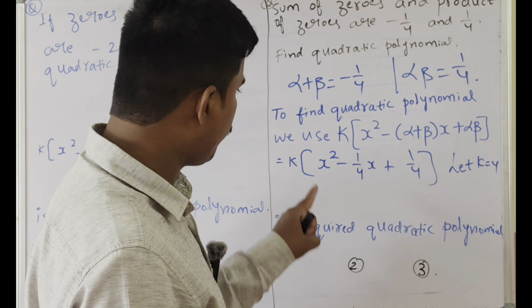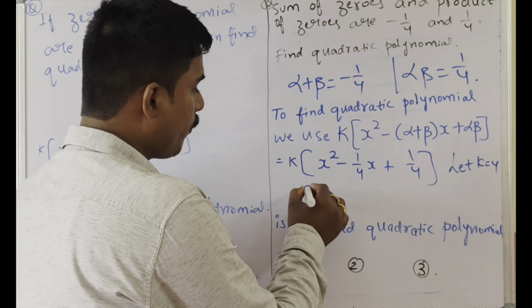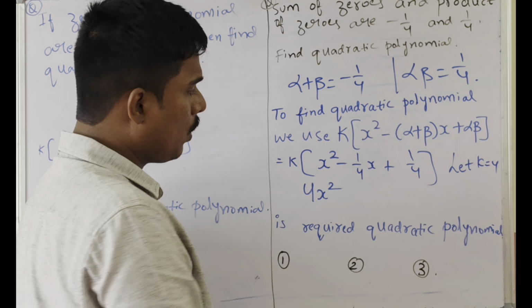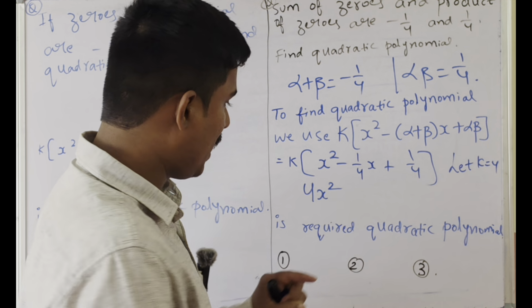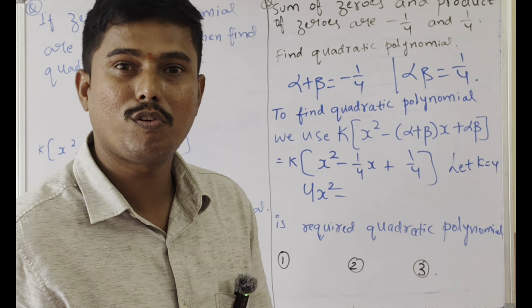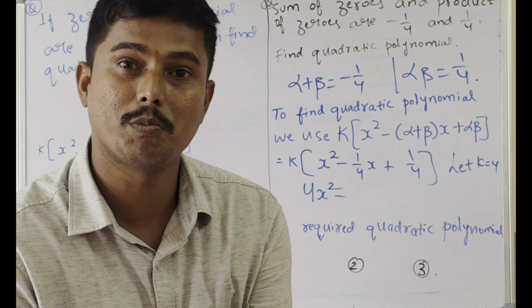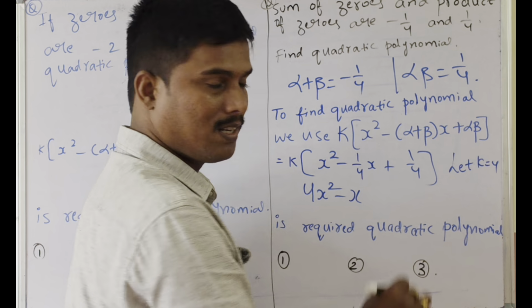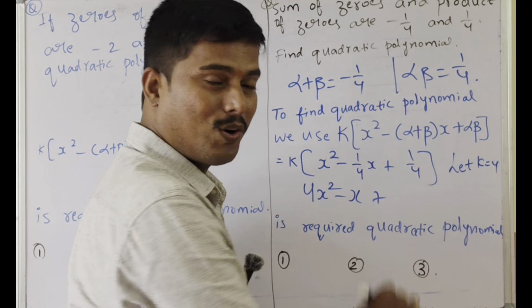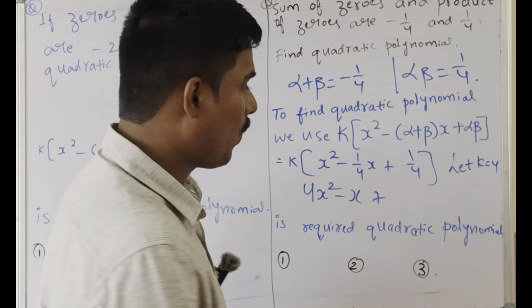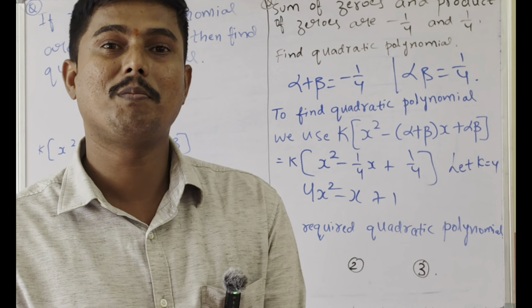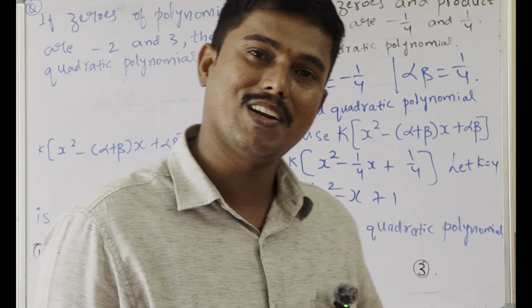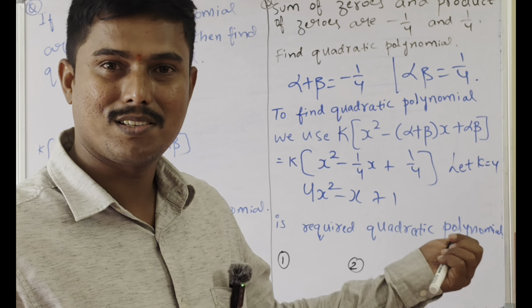When you take k equal to 4, what is 4 into x square? 4x square. Minus is there, so keep minus. 4 into 1 by 4: 4 is in the numerator, 4 is in the denominator, they cancel each other. So minus x. Again plus 4 into 1 by 4, again 4 and 4 cancel each other, 1 is left. So what is the required polynomial when the sum of zeros and product of zeros are given? 4x square minus x plus 1.